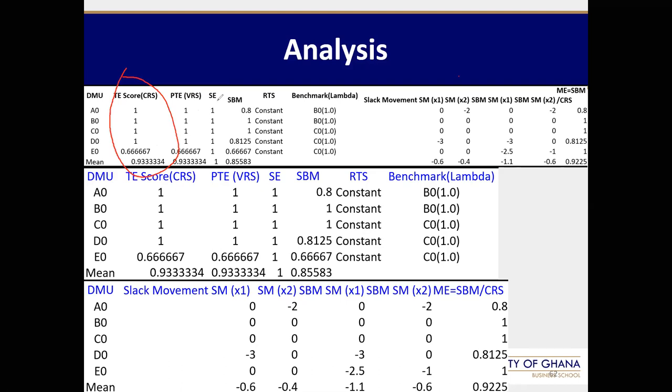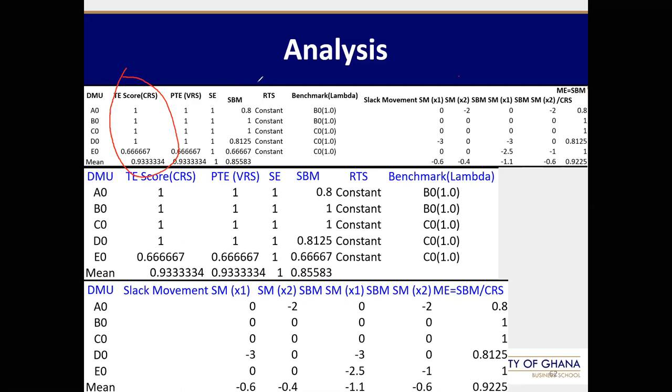Now, do you remember the way we learned how to calculate the scale efficiency? It is what divided by what? It's technical efficiency CRS divided by technical efficiency VRS. Perfect. So that's what you see here. Most of you will be calculating this. Now, this is another model for computing efficiency score, SBM. Most of you will be using this. I'll talk about that later.